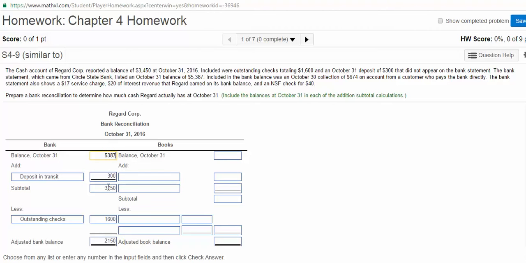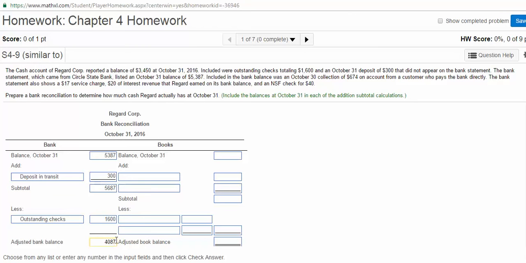So we have to revise our subtotal. $56.87, which is the sum of these two. And $56.87 minus $1,600 is $4,087.